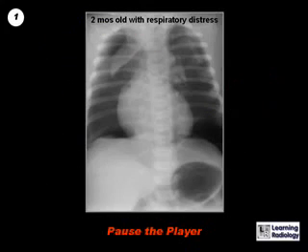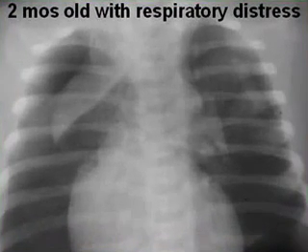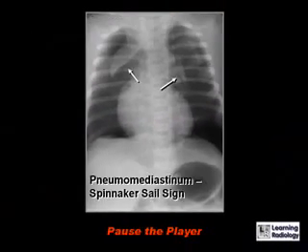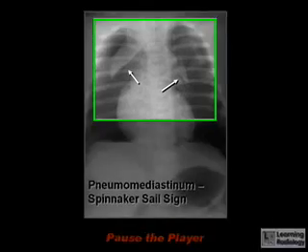Here's the first case. It's a 2-month-old with respiratory distress. Pause the player. This is a pneumomediastinum, and the sign that you're looking at is the Spinnaker sail sign.